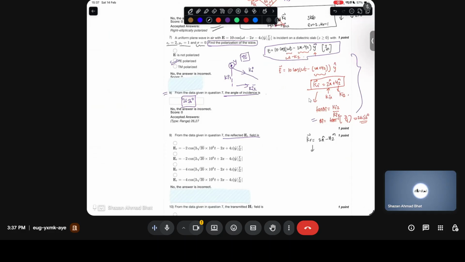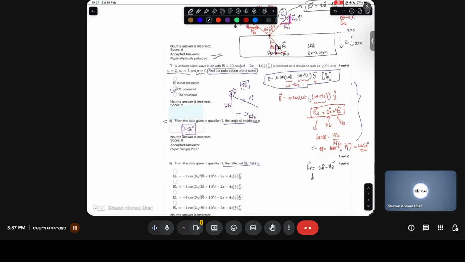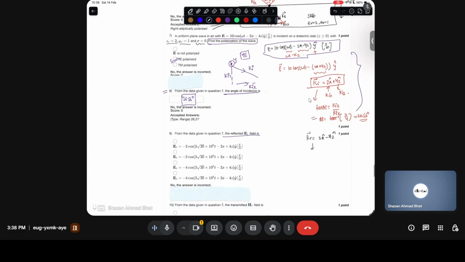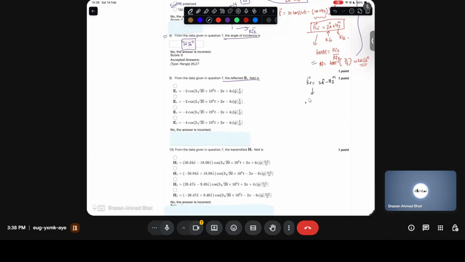Now, at this particular interface, you're going to use Snell's law. Snell's law comes from the boundary conditions of the electric and magnetic field components, the tangential and the perpendicular direction of electric and magnetic fields. If you use Snell's law, that means n incidence sine theta incidence equals n2 sine of theta transmitted, or refracted.